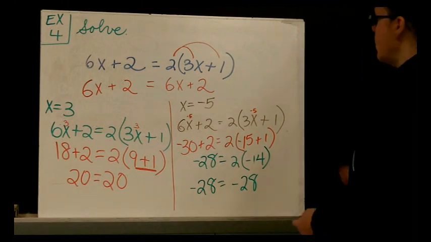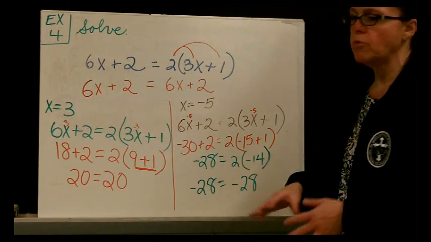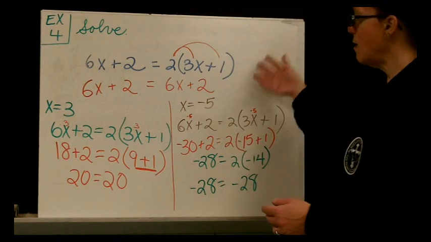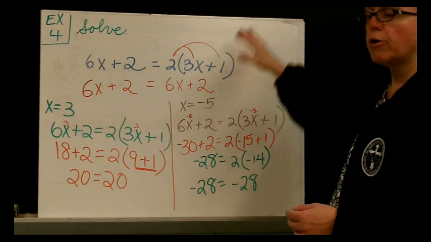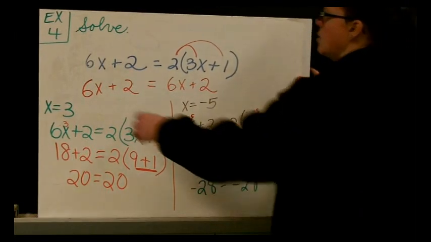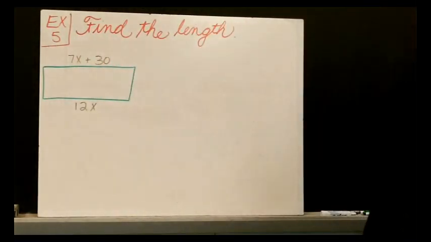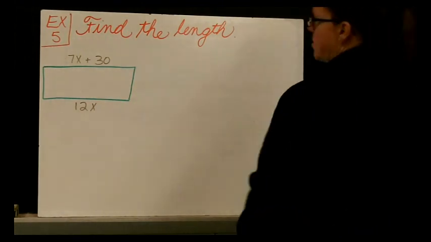So sometimes you'll see problems like we did in number 3 where there are no solutions, and then once in a while, you'll encounter a problem like number 4, where there are an infinite number of solutions. We have one more problem, and then we're done for tonight.